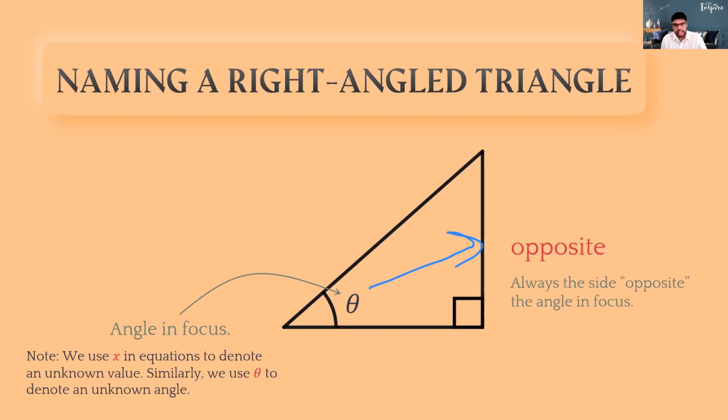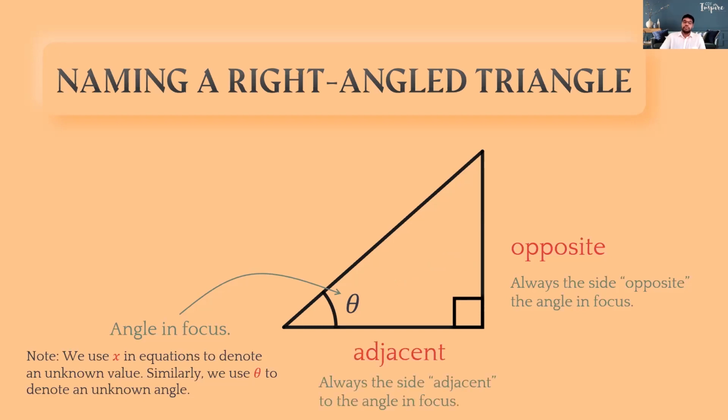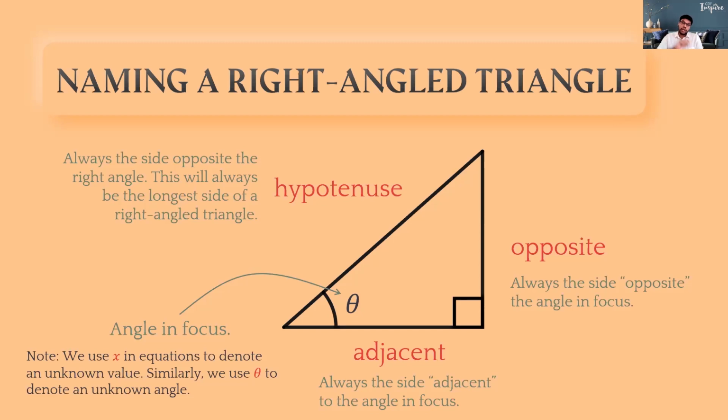Then, children, we have this side which is called the adjacent side. You all know what adjacent means. Adjacent means something that is close to it or next to it. So the side that is next to the angle is called the adjacent side. It is the side adjacent to the angle in focus. Finally, we'll go to the last side, the longest side. It is the hypotenuse. It is always the side opposite the right angle, and it will always be the longest side of a right angle triangle, children.